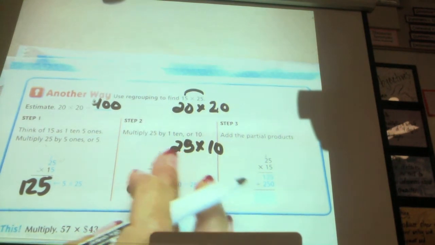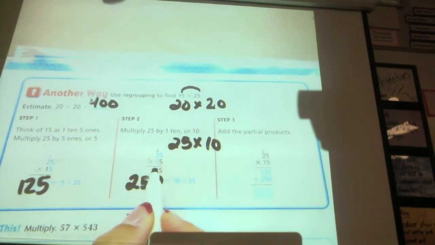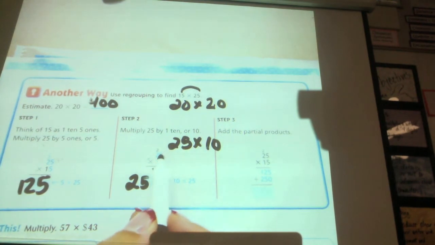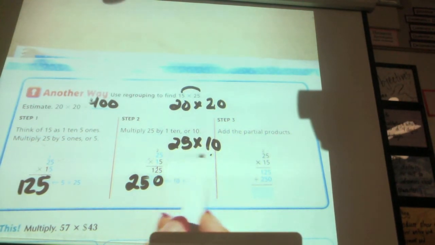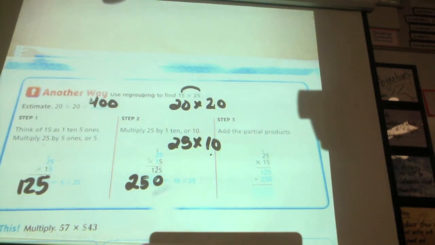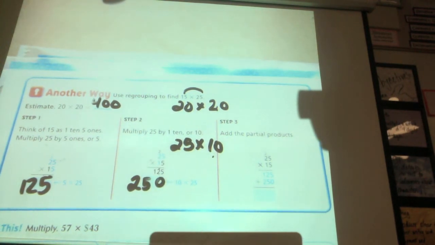Okay, so let's go back here. What is the value of the 1 in this blue one? What is its value? 10. It stands for 10. So I need to multiply 10 times the top number. So 10 times 25. What is 10 times 25? Do it in your head. What's 10 times 25? 250. 250, which is what we came up with when we did it down here. Okay? Yes?